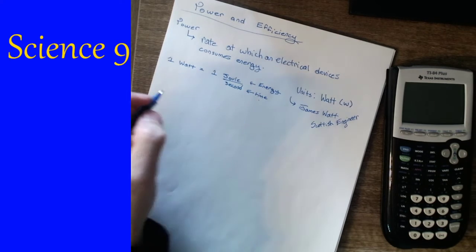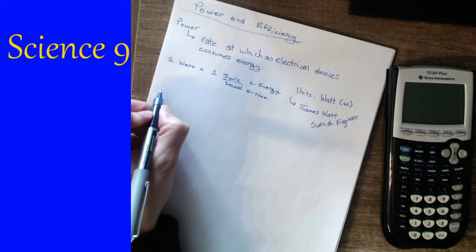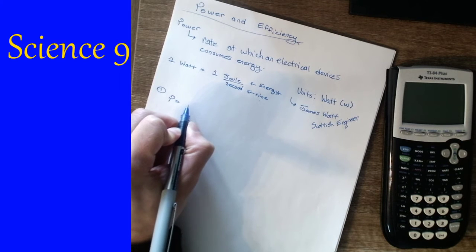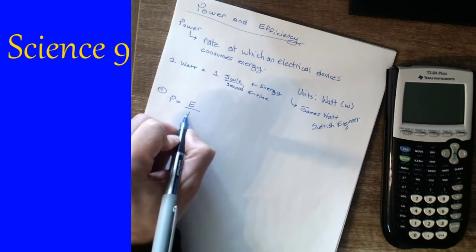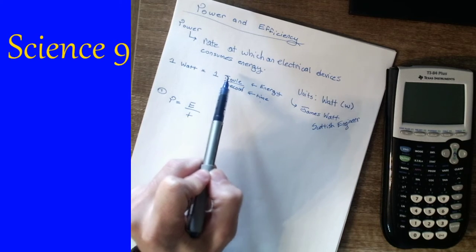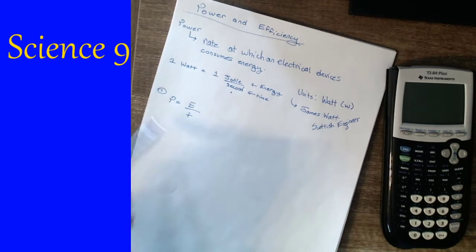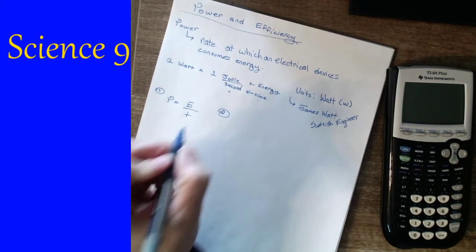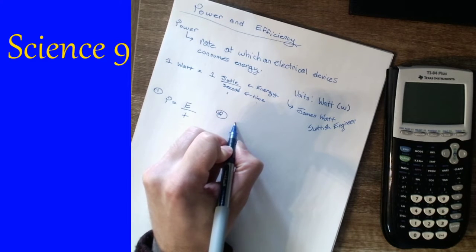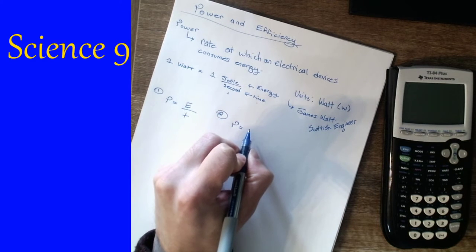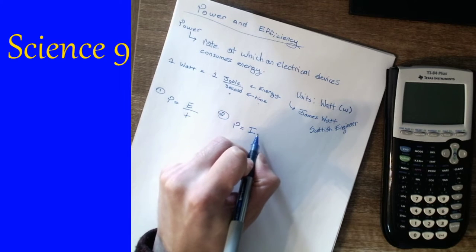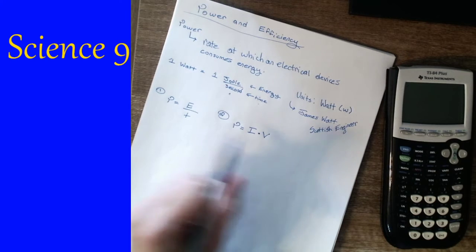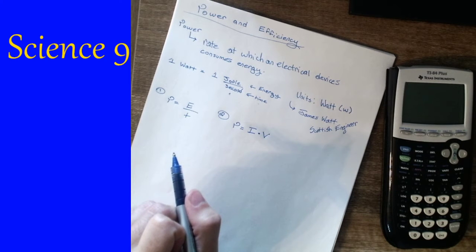So let's actually go into how we calculate this, and there's, to me, just a few ways to calculate it. Power is equal to energy divided by time. That's actually kind of formally noted here. This is energy divided by time. So that must be a way for us to calculate power. Another way to calculate it is power is equal to current multiplied by voltage. So these are the two ways we often calculate power.